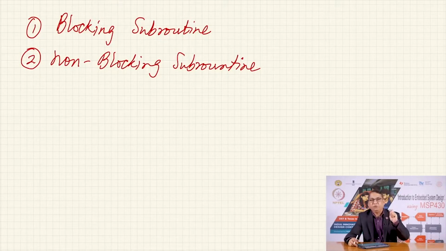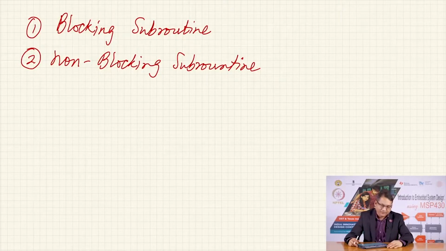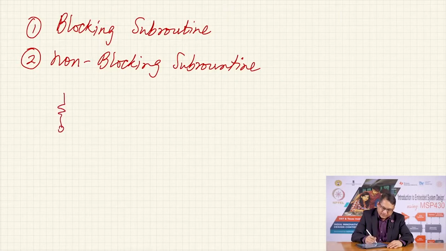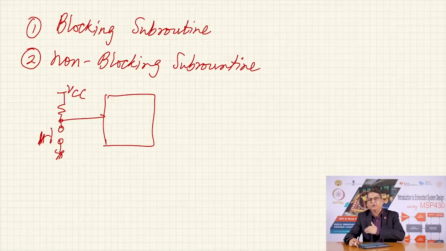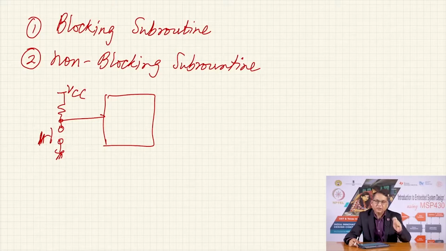In the blocking subroutine, what are you going to do? As the name suggests, it blocks, meaning when you call this subroutine, it is going to wait till the intended action happens. If the action does not happen, it is not going to go back. Say this is my switch, pulled up with a pull-up resistor and going to a particular port pin, and I call the subroutine to read this switch, which means I want to return to the main program once the switch is pressed and released. The subroutine would have only one return value, in this case that the switch is pressed.